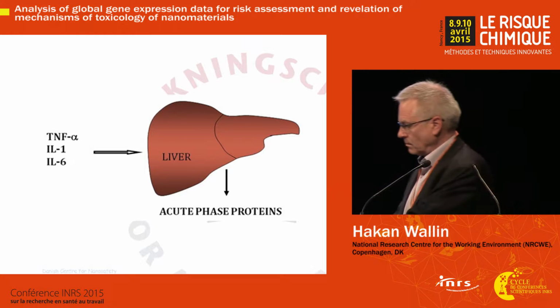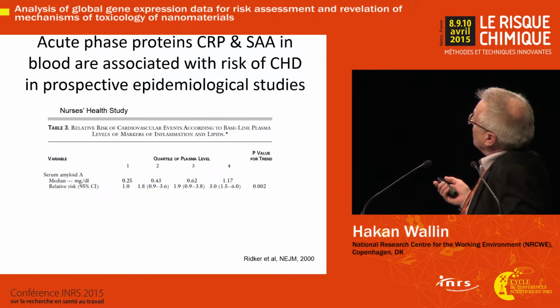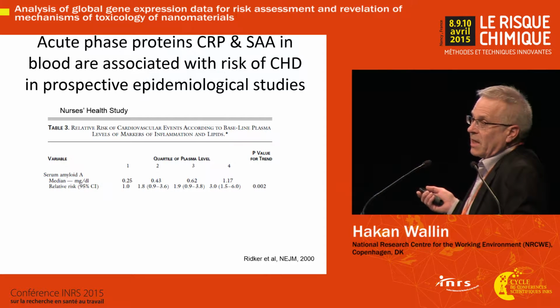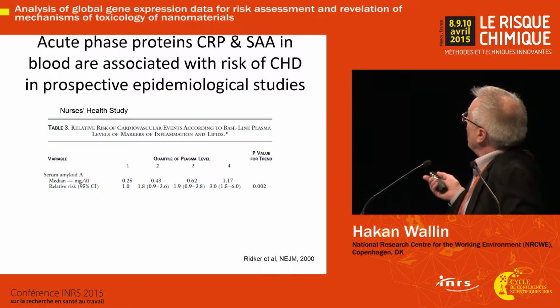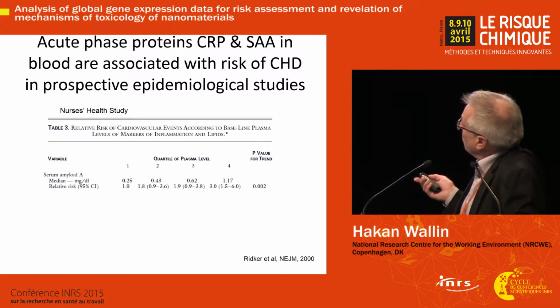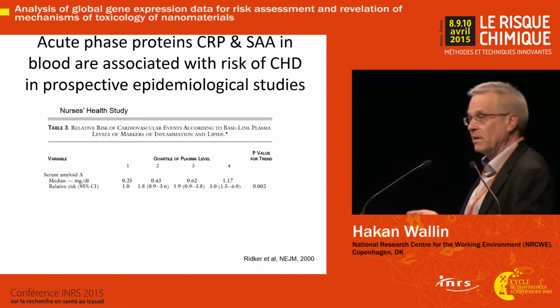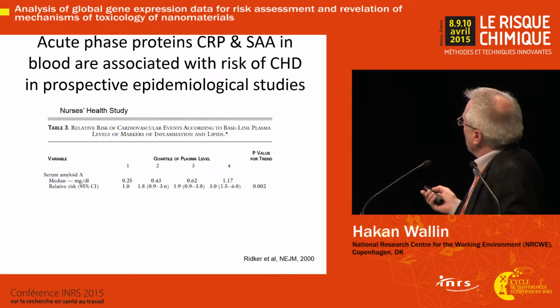Here you can see there's been a lot of epidemiology, and you see here one example of how the plasma level of serum amyloid A is a risk factor, predicting acute cardiovascular events in a human population. And there are many studies like this, most about CRP, but also about serum amyloid A, which is also affected to a similar degree as CRP.